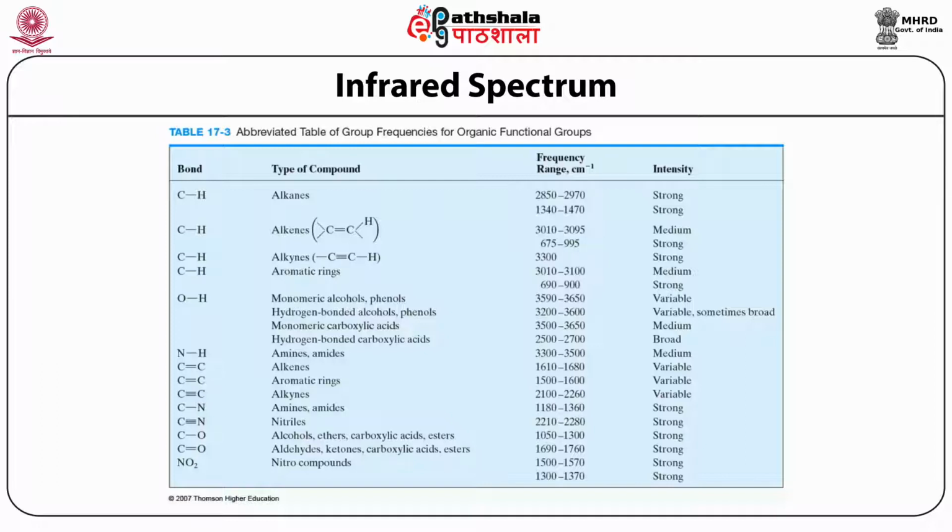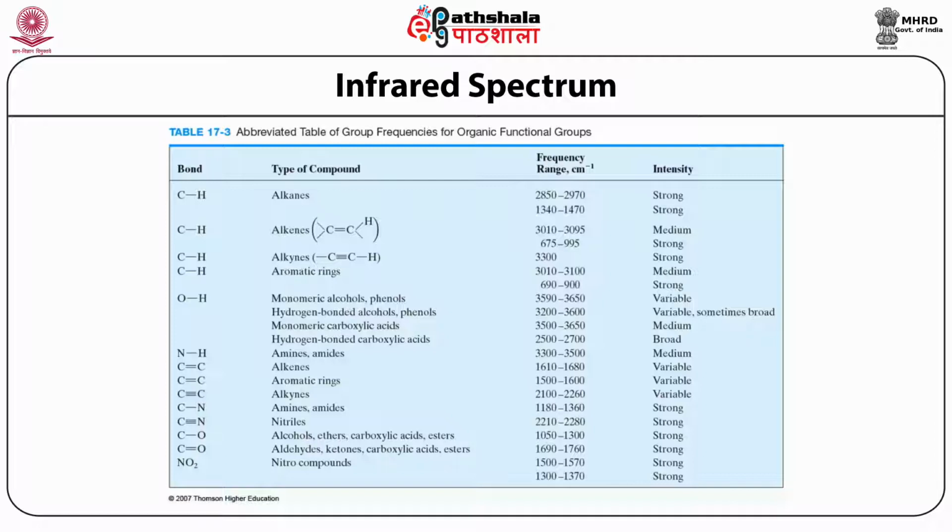But the same CH bond, if it is associated with the triple bond in the case of an alkyne, will give you a strong intensity peak at a frequency of 3300. And the same CH bond, if it is associated with the aromatic ring, will give you a medium peak in the frequency range of 3010 to 3100, and a strong peak at 690 to 900.